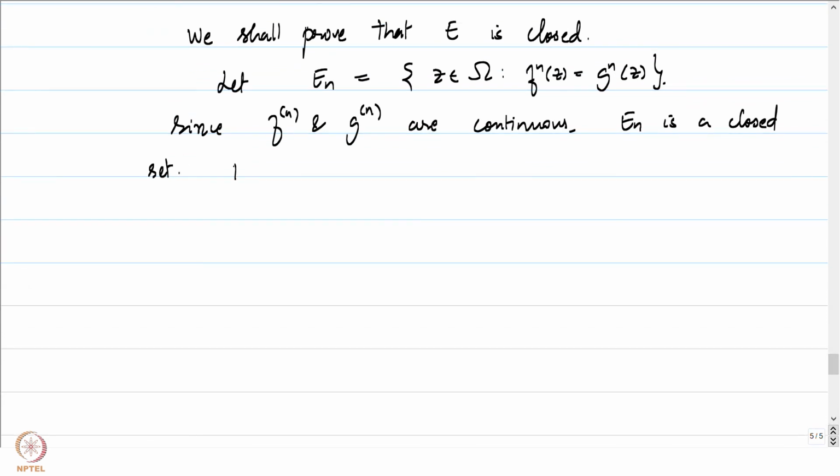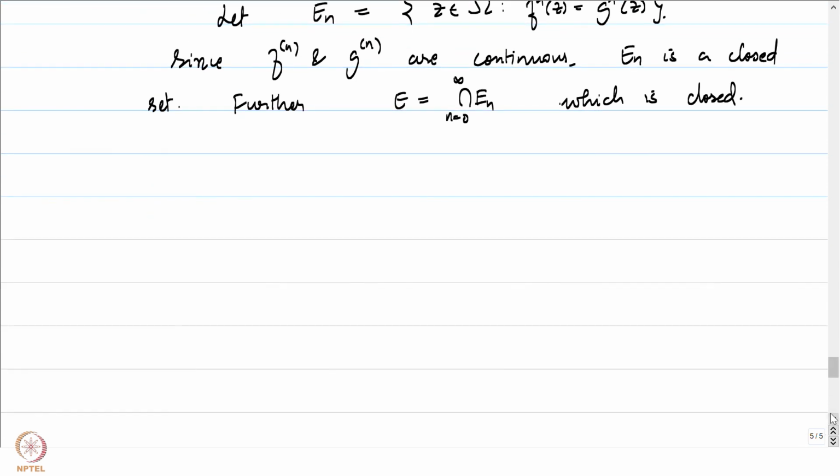And further, we have E is equal to the intersection of the E_n, which is an arbitrary intersection of closed sets, which is closed. Therefore, E is closed follows very easily. The only thing to check is that we shall see that E is open.